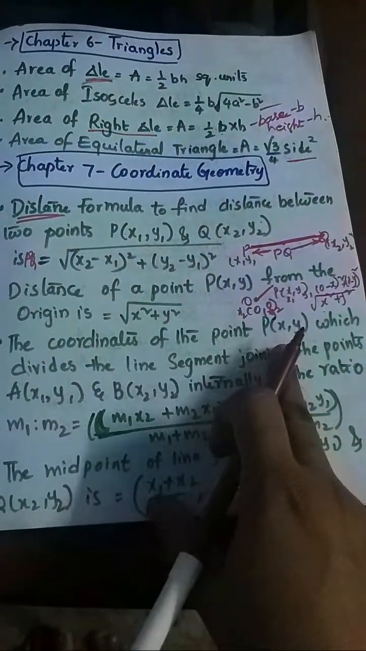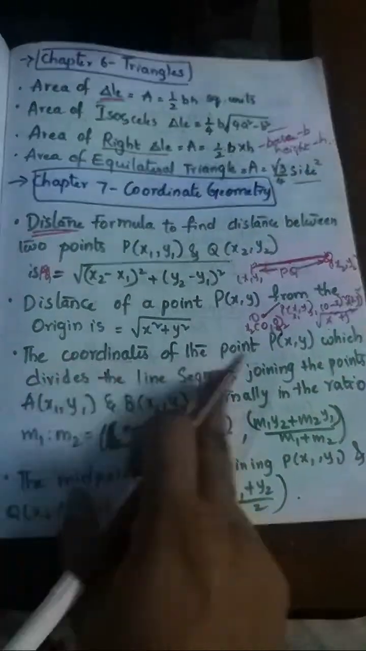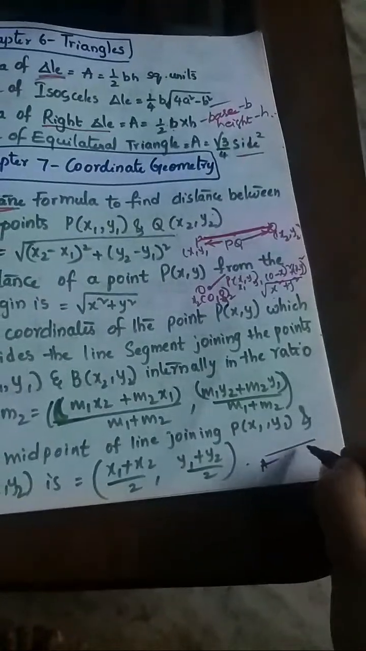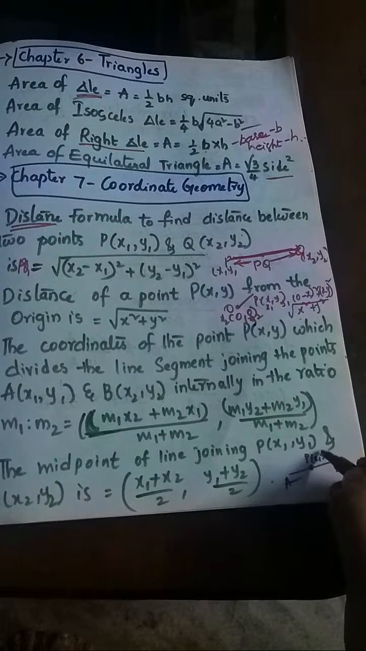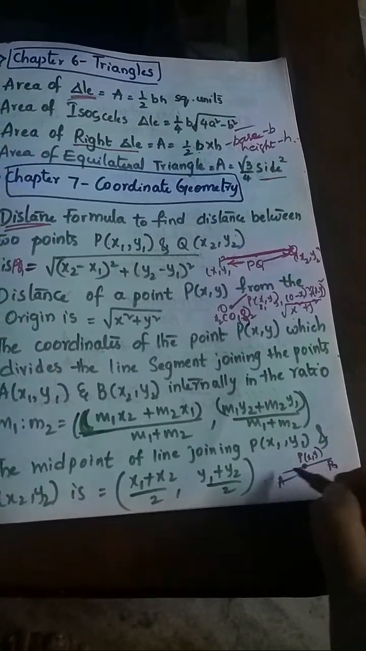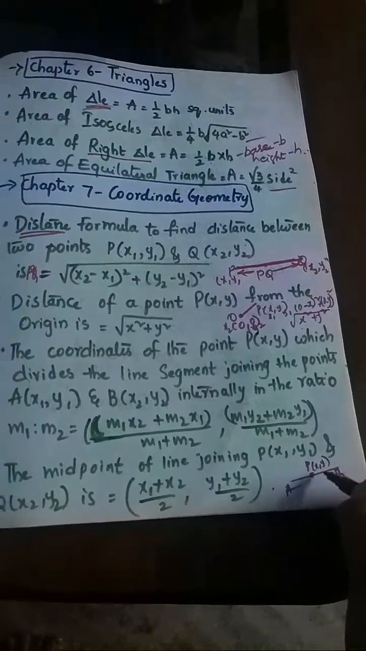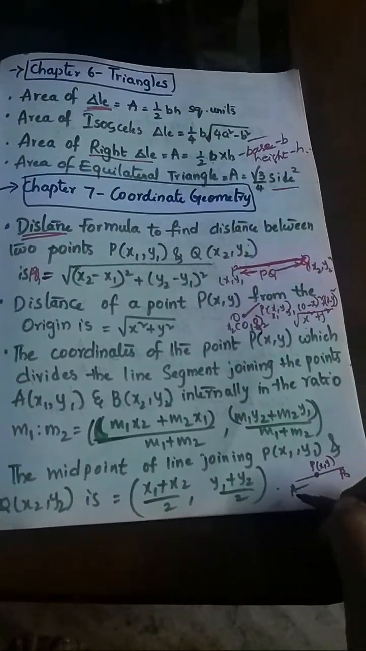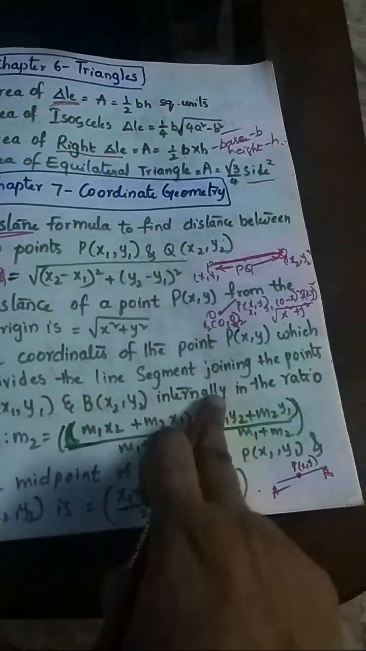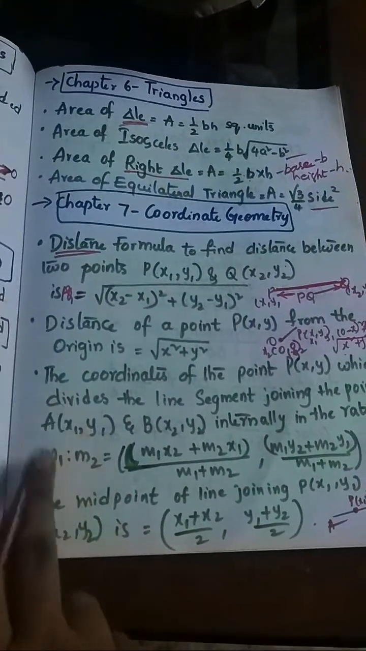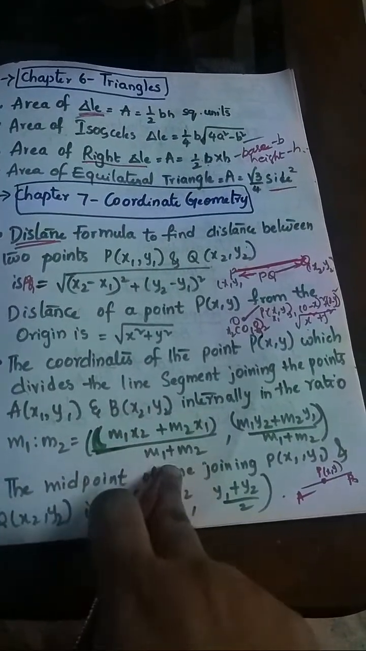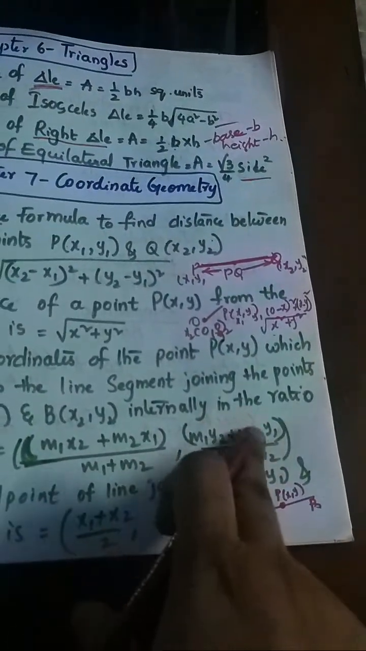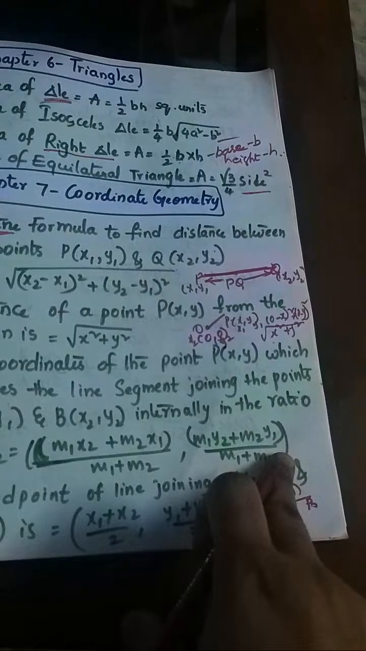The coordinates of the point P x comma y which divides the line segment joining the points A and B, like this. A and B, and P x comma y divides A and B. It is the midpoint of the line segment joining the points A and B. So A is x1 y1 and B is x2 y2, divided internally in the ratio m1 is to m2. Then the value is given as m1 x2 plus m2 x1 by m1 plus m2, and m1 y2 plus m2 y1 by m1 plus m2.